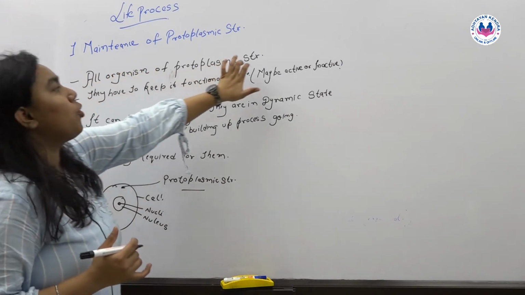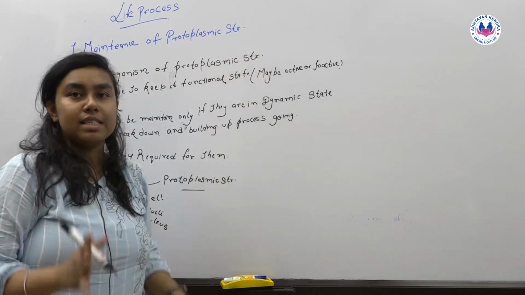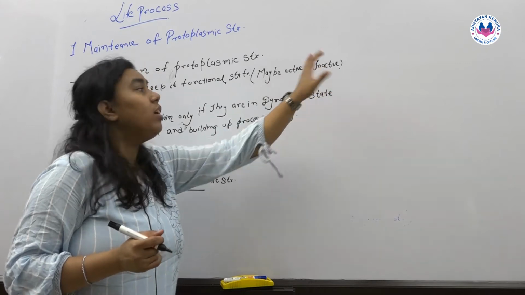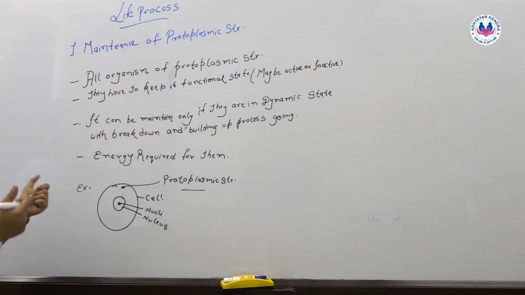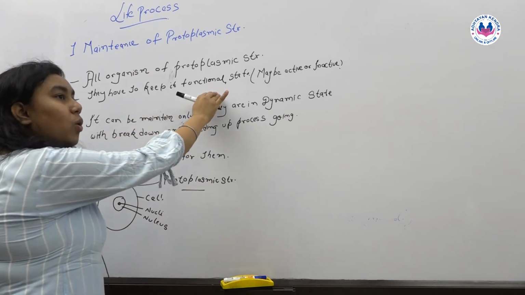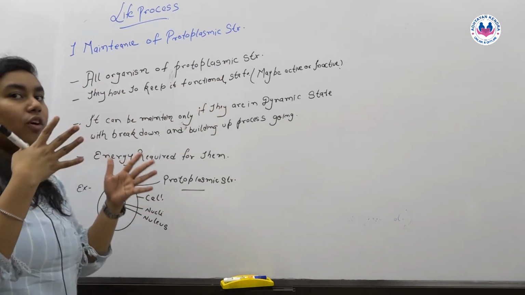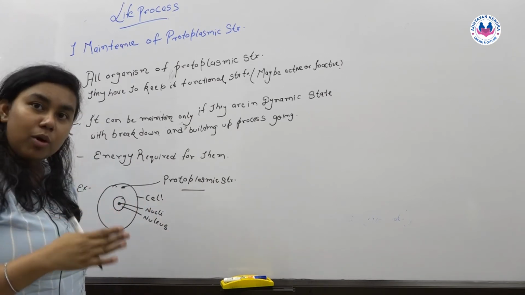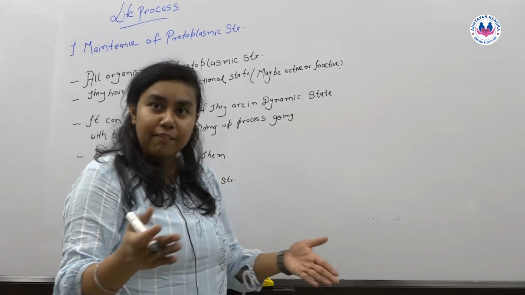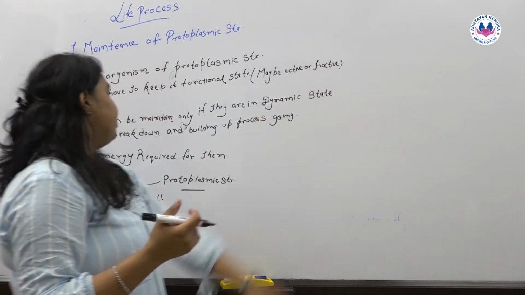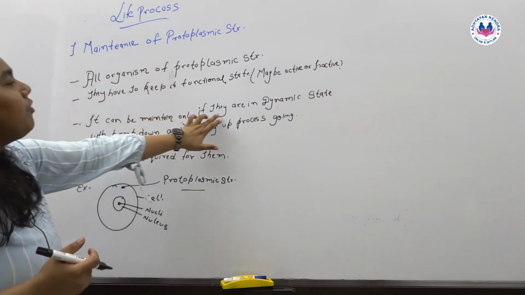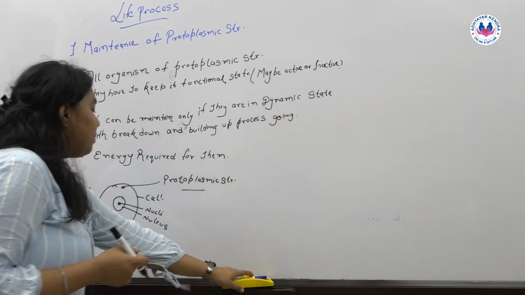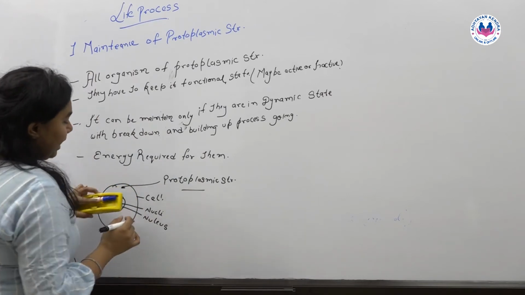All organisms have a protoplasmic structure because every organism consists of cells. They have to keep it in a functional state, may be active or inactive. All cells and organisms should always be in a functional state, whether active or inactive, because even a dead organism has a cell which is in an active position and maybe after the life expansion it may be inactive. It can be maintained only if they are in a dynamic state with breakdown and building up processes going on.